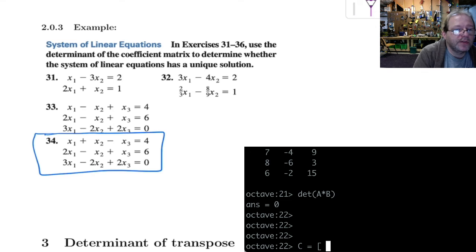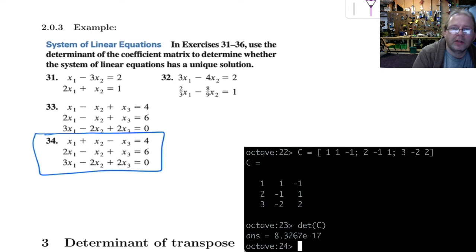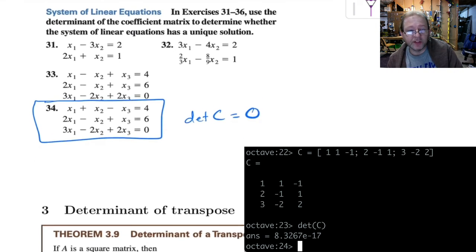Coefficient matrix on 34 is going to be 1, 1, -1. Then 2, -1, 1. And then 3, -2, 2. Let's take the determinant of this thing. This is an interesting thing. The determinant of this gives us this ugly looking number. But if you look at what that is, it's 0.